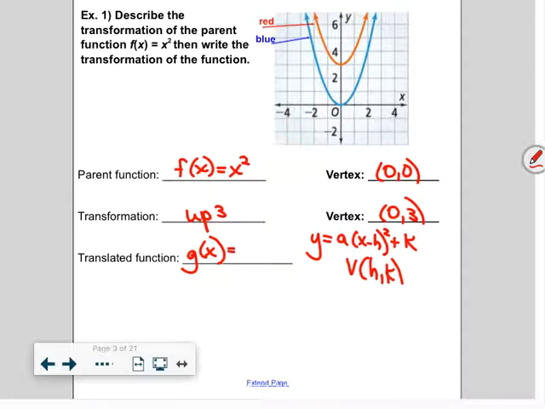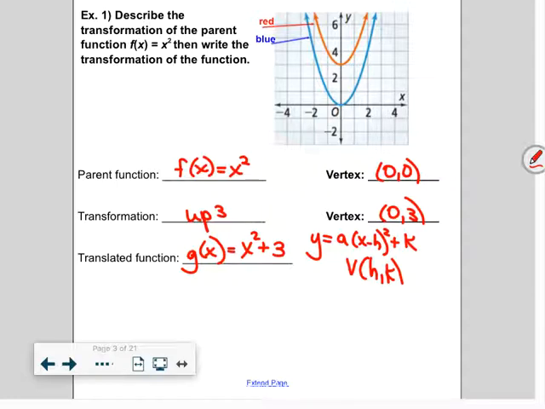Julia, what do you think? X minus 0 squared plus 3. Okay, now, the thing is, x minus 0 is x, and we're going to assume on this one that the a value stayed the same, that the only thing that changed was that it moved up 3. So when you shift it up 3, that's x squared plus 3. When you're ready, go ahead and flip it.